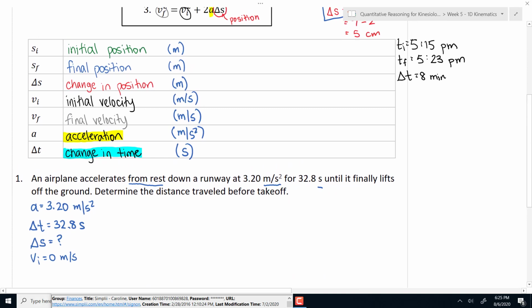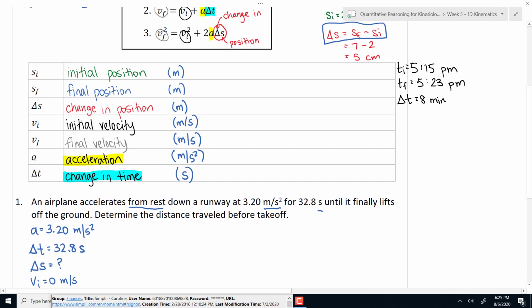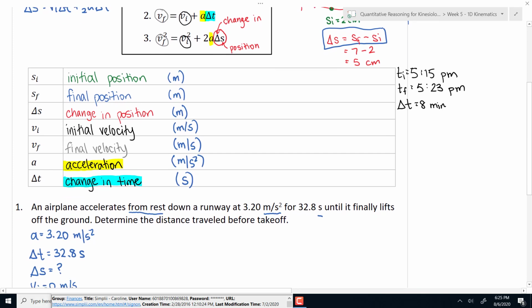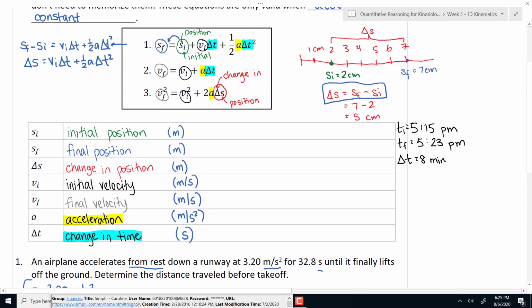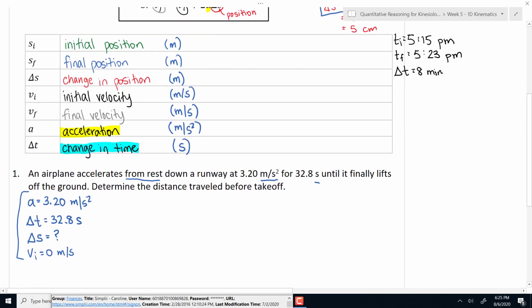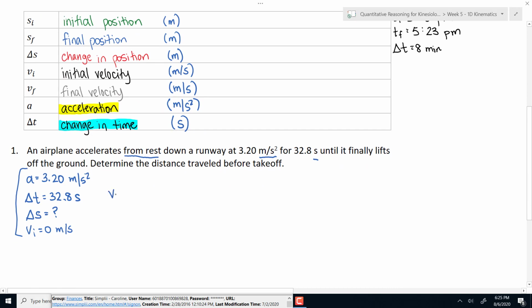What is the one variable here in these 3 equations that you don't see listed over here in question 1? A, delta T, delta S, and V initial. Which variable is missing? It's actually V final. V final is the one variable that we don't know and we don't want to know. It's not asking us to find it. So this is the variable that we don't want to have in our equation.